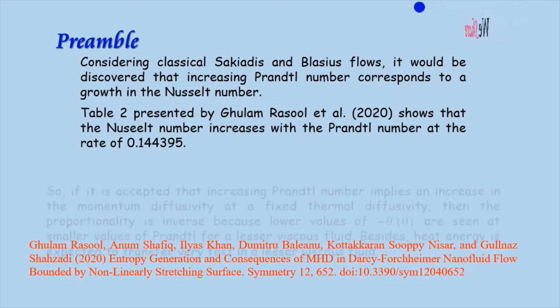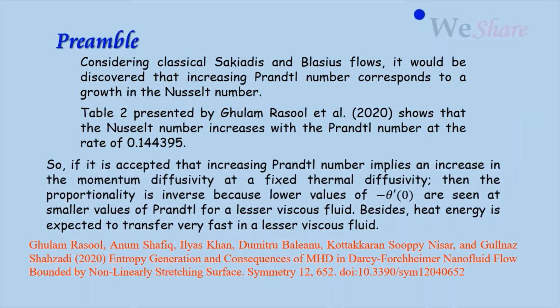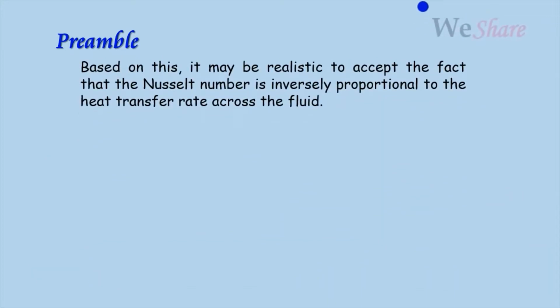0.144395. So, if it is accepted that increasing Prandtl number implies an increase in the momentum diffusivity at a fixed thermal diffusivity, then the proportionality is inverse because lower values of Nusselt number are seen at smaller values of Prandtl number for a lesser viscous fluid. Besides, heat energy is expected to transfer very fast in a lesser viscous fluid. Based on this, it may be realistic to accept the fact that the Nusselt number is inversely proportional to the heat transfer rate across the fluid.